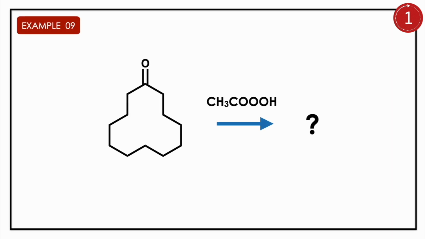Then the next example. Here you have aniline. You have a ketone in the system. It is an 11 carbon system with a ketone. You are using the peracid. You should find what will be the final product.